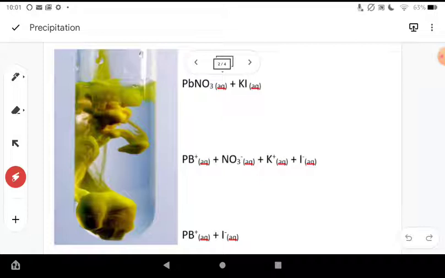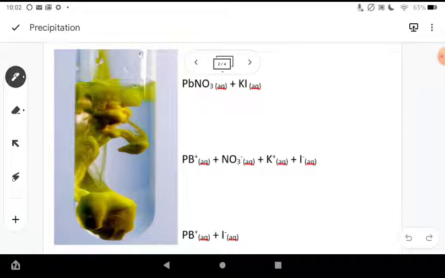So the mixture of lead nitrate and potassium iodide, and both of these are colourless solutions. However, when you mix them together, you get this colourless solution here, but you also get this bright yellow precipitate, and that's a solid. So a precipitate is when you get a solid from two aqueous solutions. Now, we're going to have a look at how that happens and why that happens.